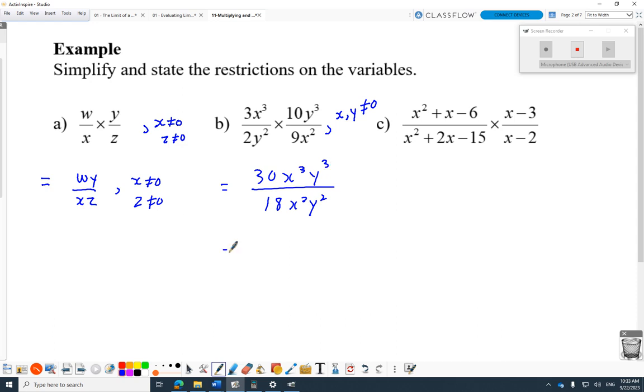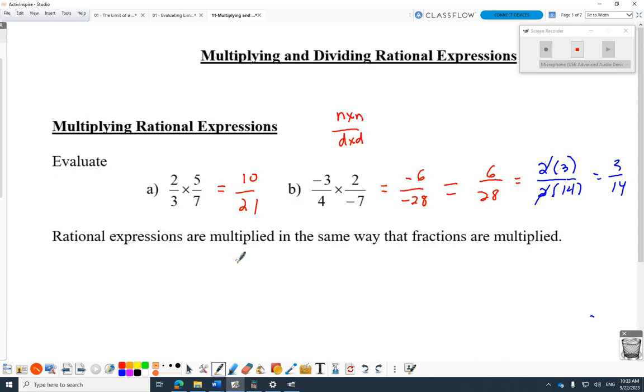Okay, the only thing different here, well, it's not different. I did it, right? When it was -6 over -28, I didn't stop.